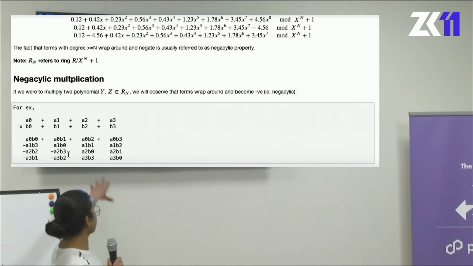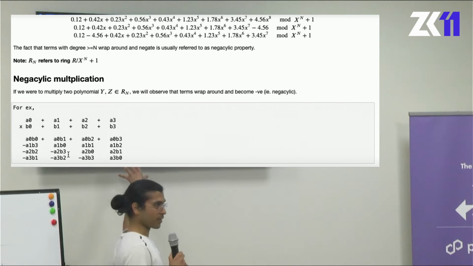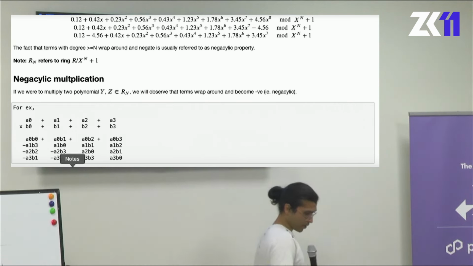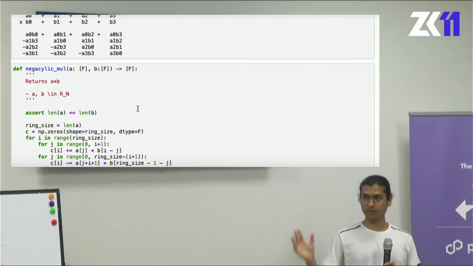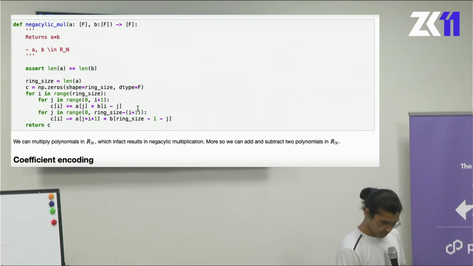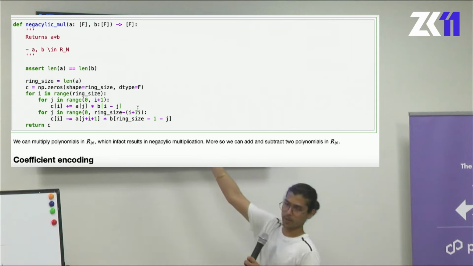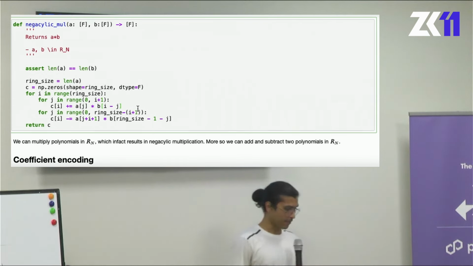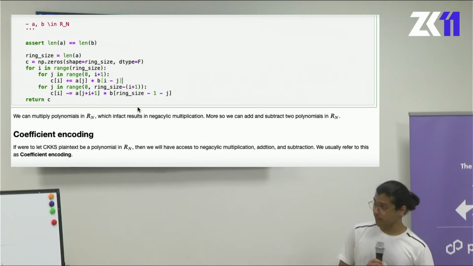Over here I've shown an example of what the multiplication would look like when you multiply two polynomials in this particular ring. Okay, does that make sense? Any doubts? Cool. So over here I've written a negacyclic multiplication, the code for how you multiply two polynomials in this ring, and the concept remains the same. Okay, so we can multiply two polynomials in this ring.